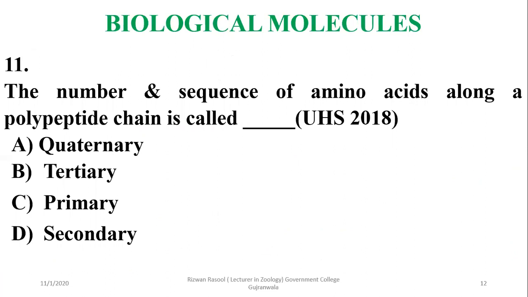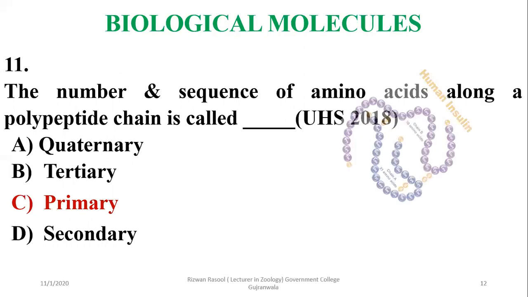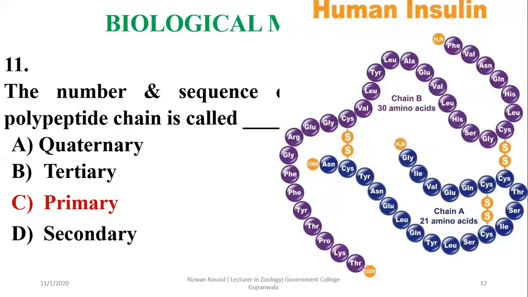The number and sequence of amino acids along a polypeptide chain is called their primary structure. Their configuration into helical or pleated form is secondary, while globular configuration of a single chain is tertiary, and globular configuration of more than one chain forms quaternary structure. And Charlie is the right option over here. As you can see, the primary structure of insulin in this case has two chains. Alpha chain contains 21 amino acids, and beta chain, which has more amino acids, has 30 amino acids.